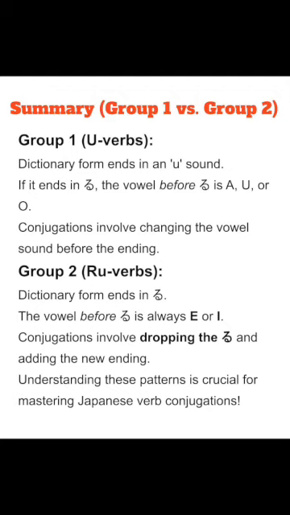Summary: Group 1 versus Group 2. Group 1, U-verbs: dictionary form ends in a U sound. If it ends in ru, the vowel before ru is a, u, or o. Conjugations involve changing the vowel sound before the ending. Group 2, ru verbs: dictionary form ends in ru. The vowel before ru is always i or e. Conjugations involve dropping the ru and adding the new ending. Understanding these patterns is crucial for mastering Japanese verb conjugations.